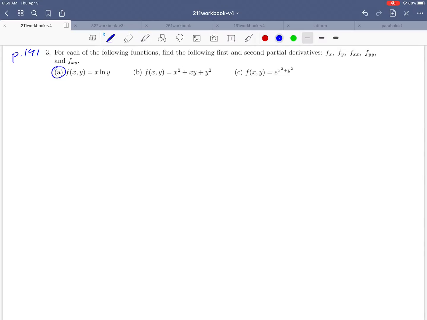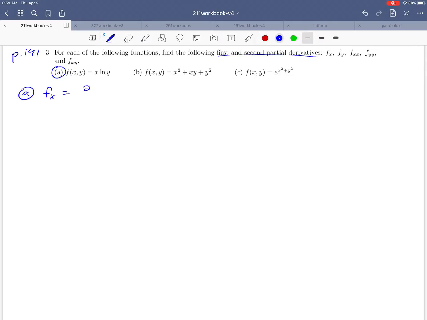Okay, so this is our first example of a problem where they would like us to calculate the first and the second partial derivatives of a function. So let's start with the first derivatives of f of x, y equals x ln of y.